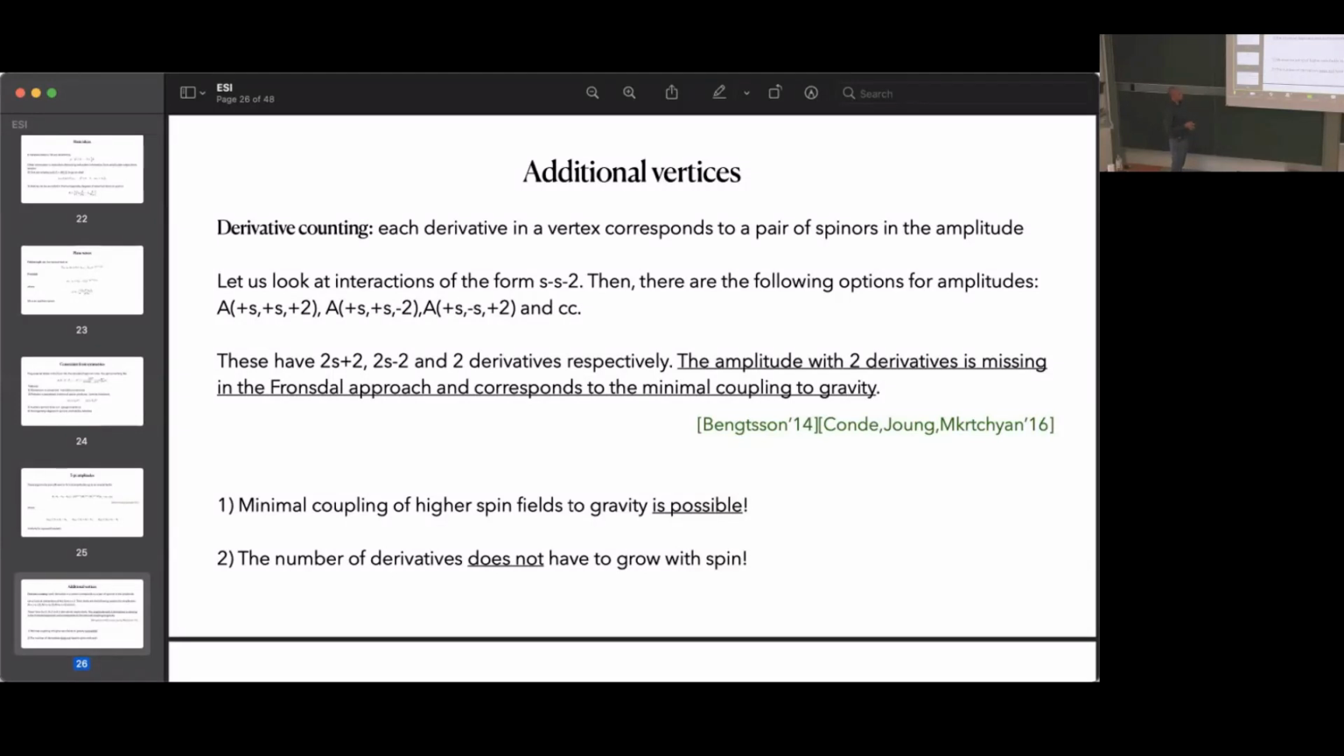Another curious thing is that this two-derivative vertex is something that we would normally associate with the minimal coupling to gravity. You might have heard that there is no minimal coupling of higher spins to gravity. This is the case only if you work in the Fronsdal formulation. If you do spinor-helicity or light-cone gauge, these vertices are actually present. And you might have heard that in higher spin theories, the number of derivatives grows with spin.